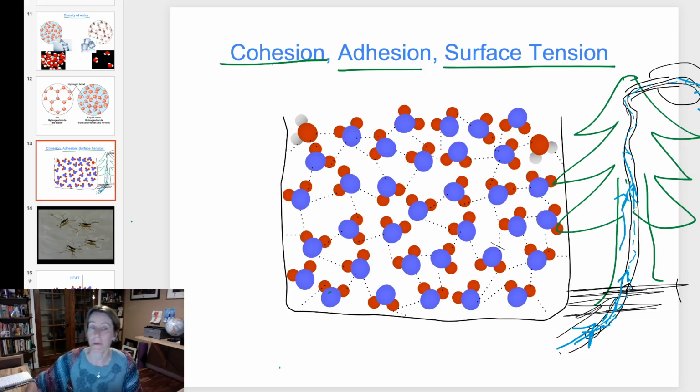This is all happening due to the cohesion of the water molecules in this column of water through the tree. If it wasn't for cohesion and adhesion, you wouldn't be able to get water molecules up to the top of a tree. There is no pump, there's no heart, there's nothing pumping this water up. It's just happening based on the pulling and the attraction of these water molecules in these tiny tubes.